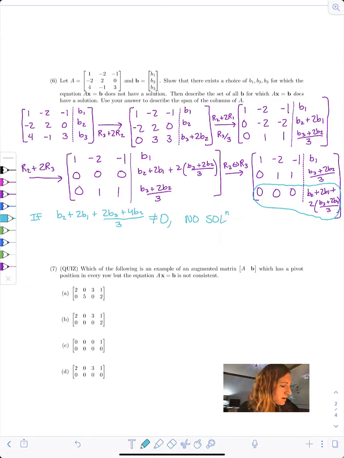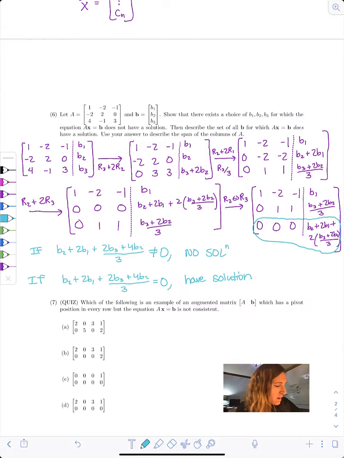And if that is 0, so if we take this expression and set it equal to 0, then we will have a solution. If B2 plus 2B1, all this stuff, equals 0, then we will have a solution, because even though there's no pivot in that last row here, we have the equation a bunch of zeros equals 0.